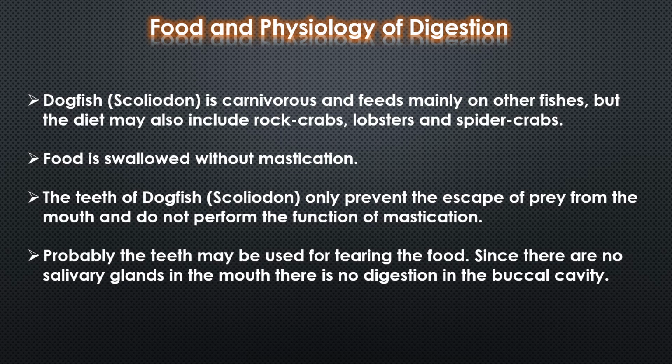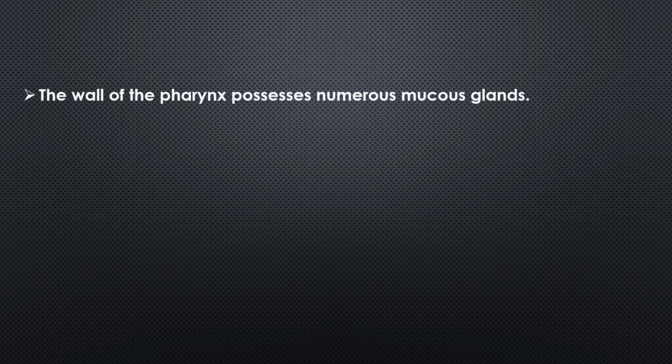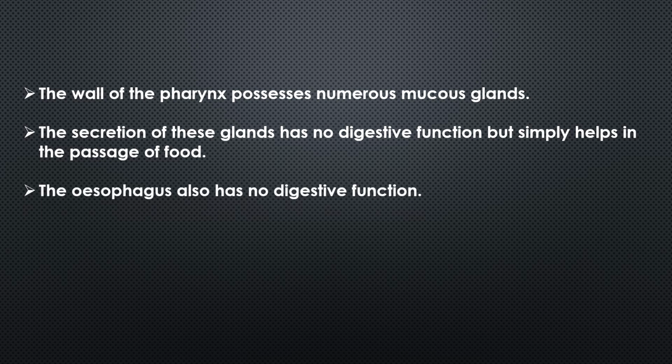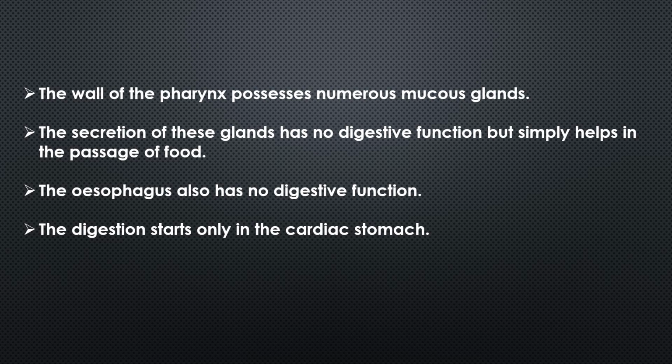Since there are no salivary glands in the mouth, there is no digestion in the buccal cavity. The wall of the pharynx possesses numerous mucous glands. The secretion of these glands has no digestive function but simply helps in the passage of food. The esophagus also has no digestive function. The digestion starts only in the cardiac stomach.